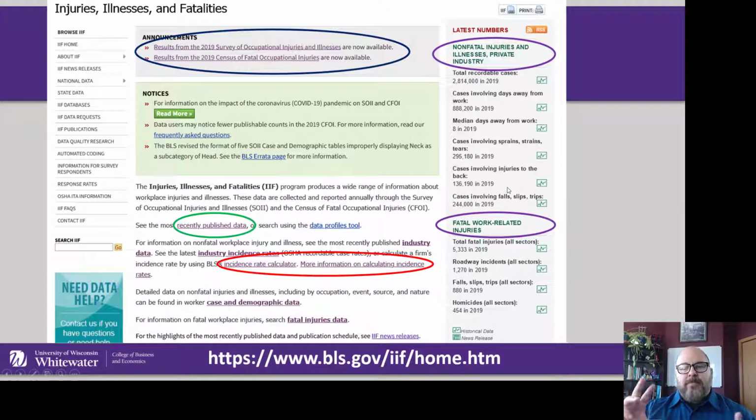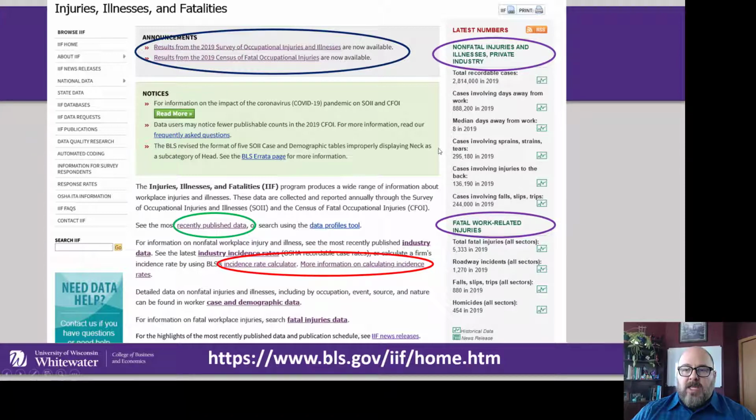So I started with the top. That's a navy blue circle. Go down to the middle, and there's a green circle. And a little bit later, I'm going to show you the pages for the incidence rate calculator. That's the red circle. And then over on the right, this is a quick reference to some of the probably more searched or requested information. These are the purple circles over on the right, latest numbers.